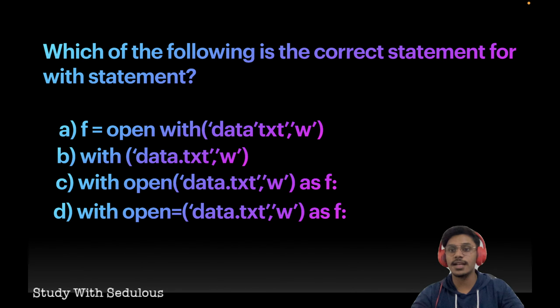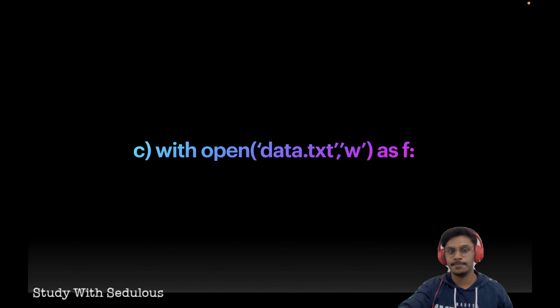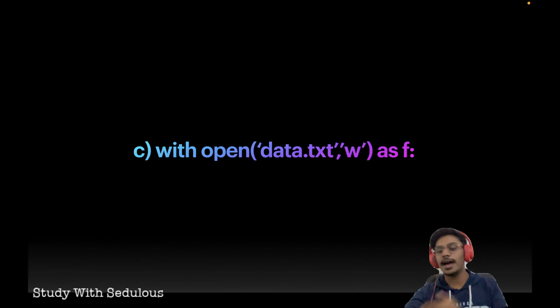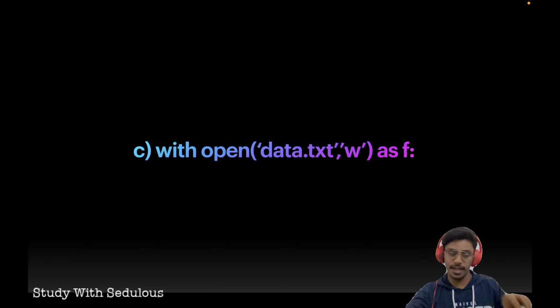Which of the following is the correct statement for the with statement? F is equal to open with data.txt in write format. No, we don't use it like that. With the with format, we get the F at the last as F. So the answer should be C, not D. D is open with equal to. We don't use the equal to symbol there. So it should be option C: with open data.txt in write format as F. F is the name or the variable that we are giving.